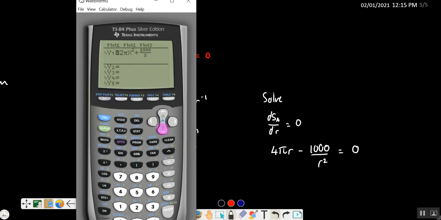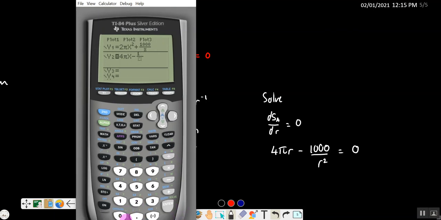So get our calculator out, but what do we do instead? Well, I'm going to switch that one off. I'm not going to delete it. This time I'm going to put this formula in. So I'm going to put 4 pi x minus, put my fraction in, it's 1,000 over x squared. Yeah. So let's graph that one. Oh, that's broken again. So let's zoom and zoom it. Enter.